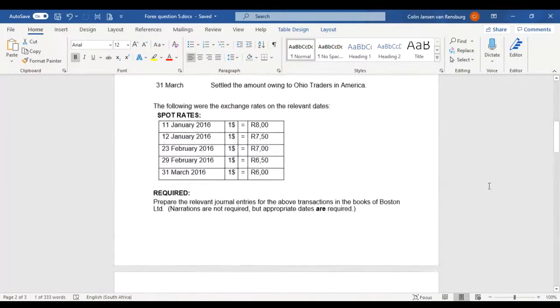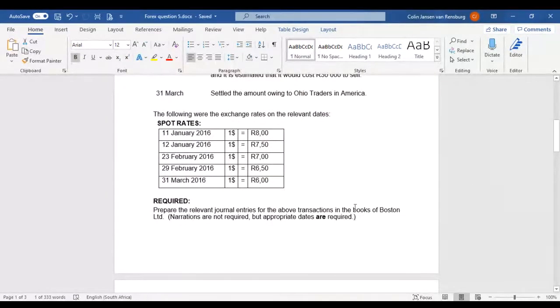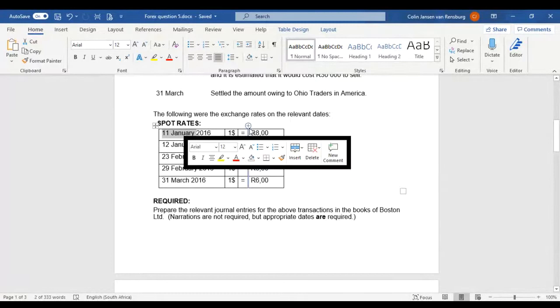So now we've got to go and have a look. What was the spot rate? And we spoke about spot rates a few weeks ago. What was the spot rate on the 12th of January? Remember, if we use that one, which is 8 Rand, it's going to be incorrect, right? Incorrect. That is only the invoice date.